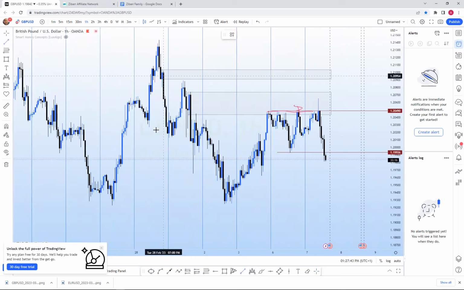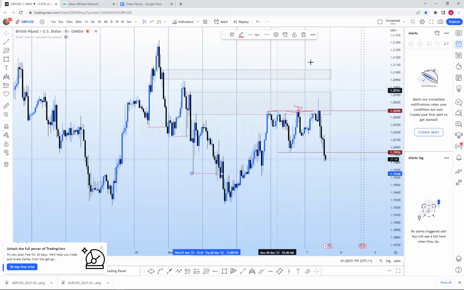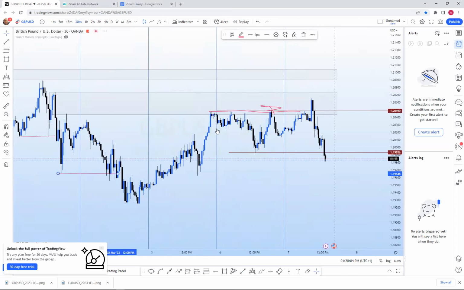Because we see that this level of supply pushed prices down, we have this change of character here, and then we have breaks of structure here to the downside, caused by those levels of supply. Now, understanding that, what should we expect? We should expect that the market will tap into any of these levels of supply and then shoot down to the downside. And then let's go down again to the 30-minute chart to refine.